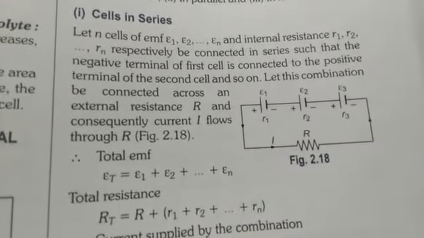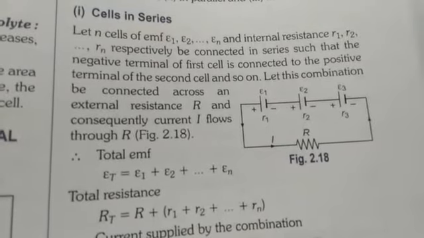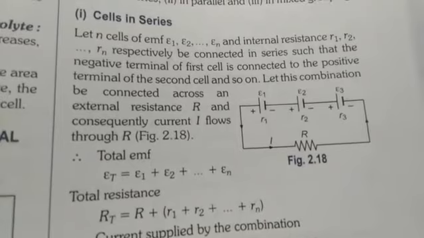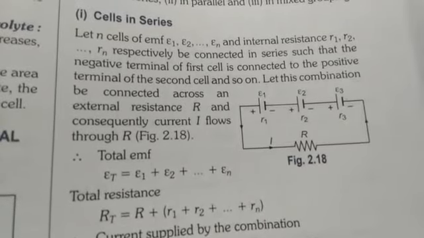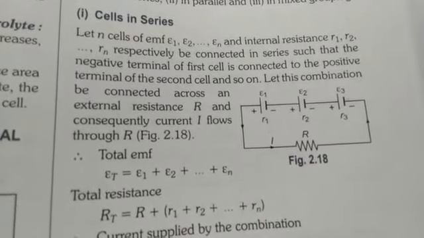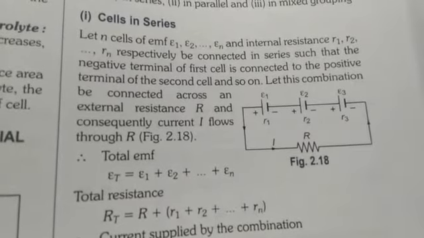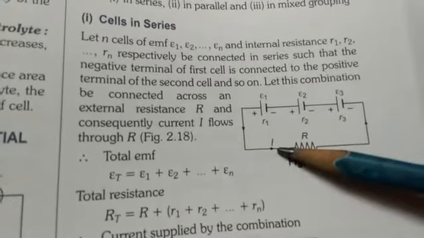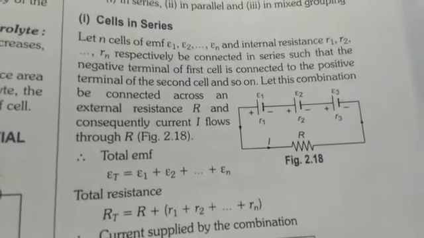Then the negative terminal of the second cell is connected to the positive of the third, and then the positive of the first and the negative of the third are connected together with the external resistance capital R. And here you can see current I is flowing in the circuit.